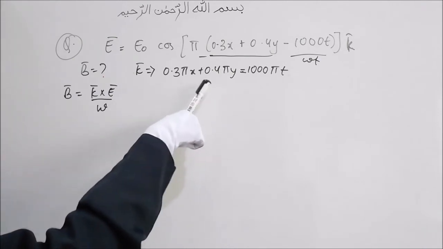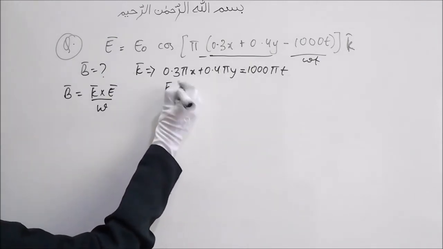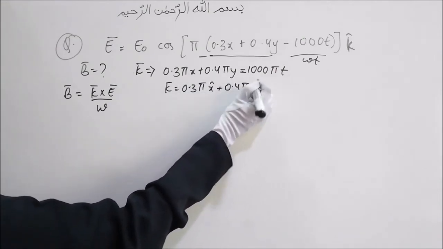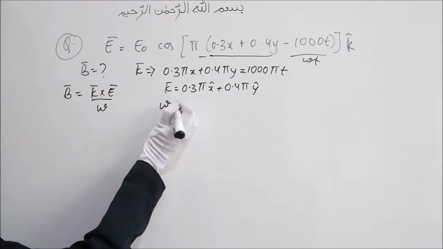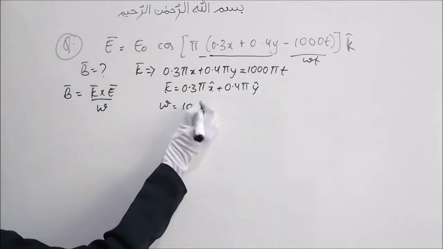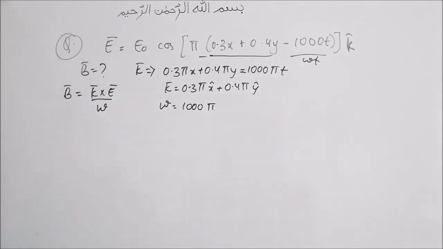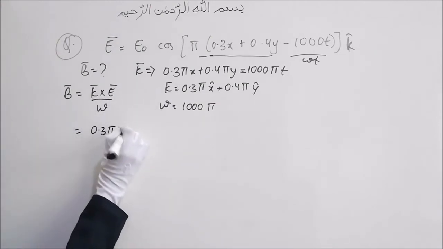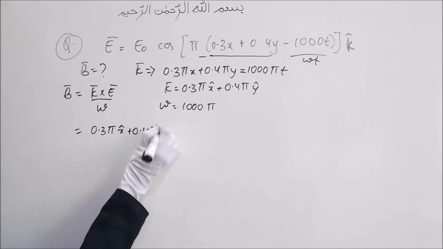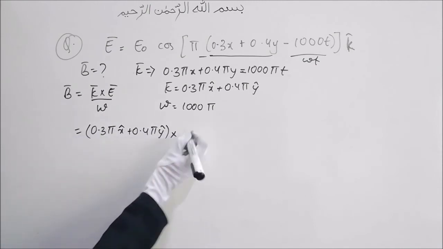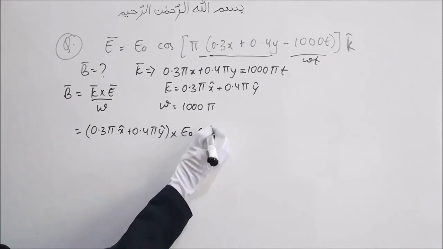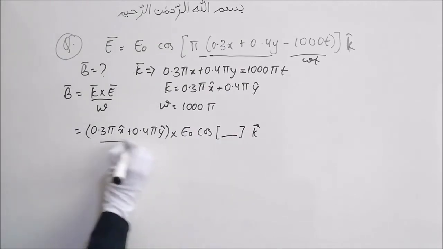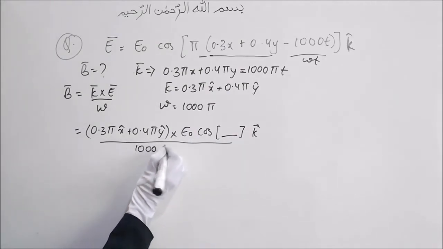So this entire thing is positive. So k bar is equal to 0.3 pi x hat plus 0.4 pi y hat, and omega is 1000 pi. Put the values here. We'll have k cross E, that is (0.3 pi x hat plus 0.4 pi y hat) cross the electric field, that is E naught cos of the entire thing in the z hat direction, divided by omega, which is 1000 pi.